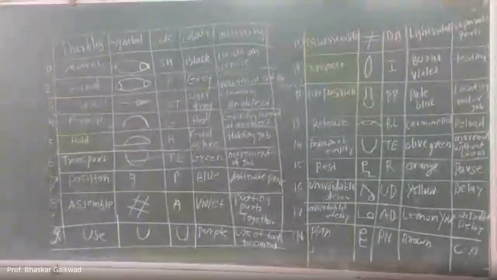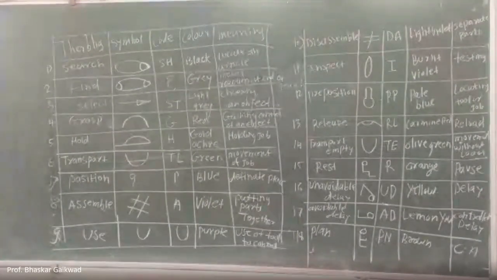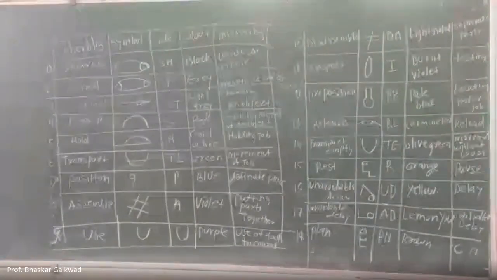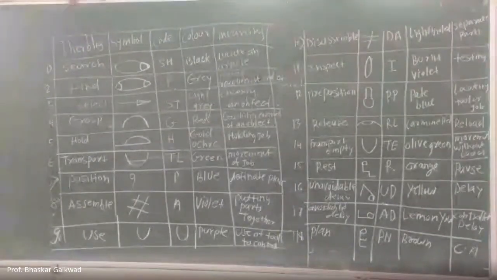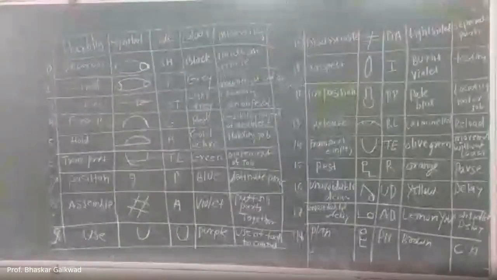We can replace the belt and start that. So this is avoidable delay, controllable delay. And the last one is plan. So we have to sit on the chairs and plan it. PN is there, brown color is there. So what is the meaning of this plan?